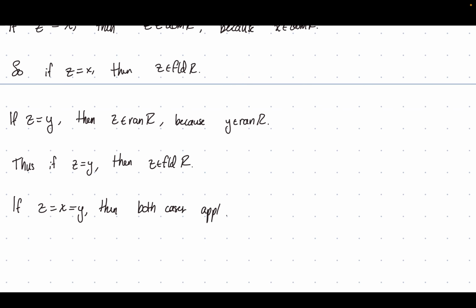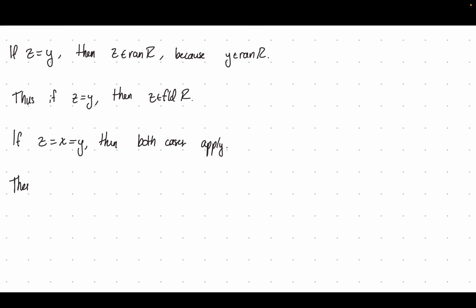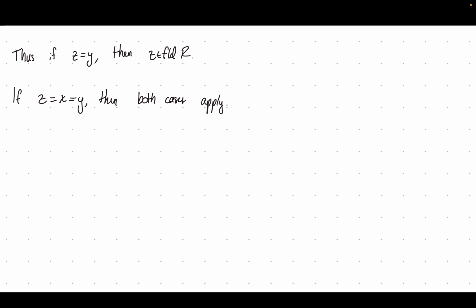Anywho, now going back to the proof after that brief aside. Okay, so we have that if Z is equal to X, then Z is in the field of R. If Z is equal to Y, then Z is in the field of R. And those are the only two cases we need to check. Because if Z is equal to X and X is equal to Y, then both cases apply. No matter what you do, Z has to be in the field of R.